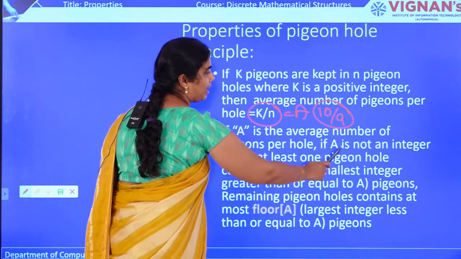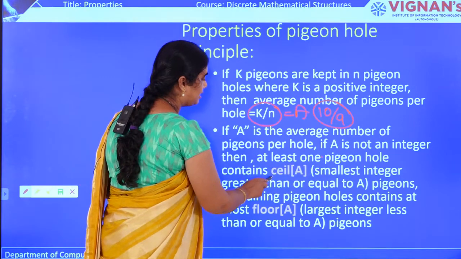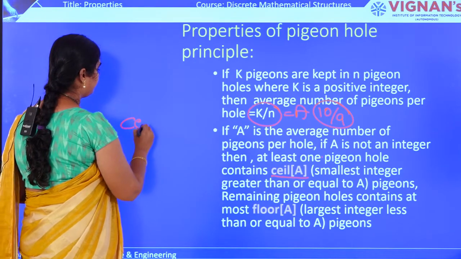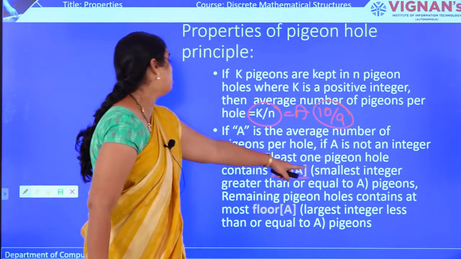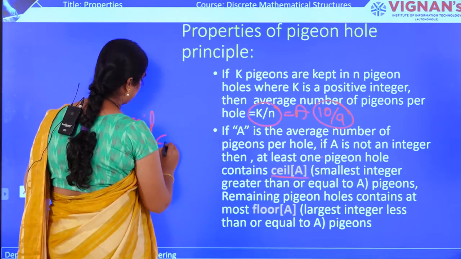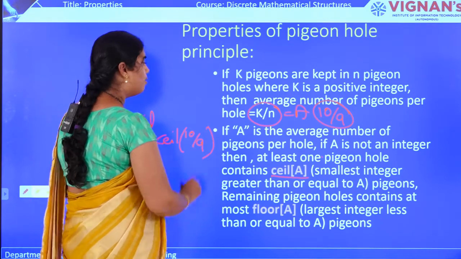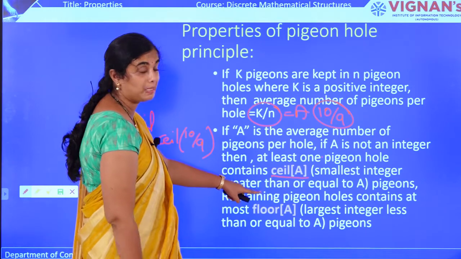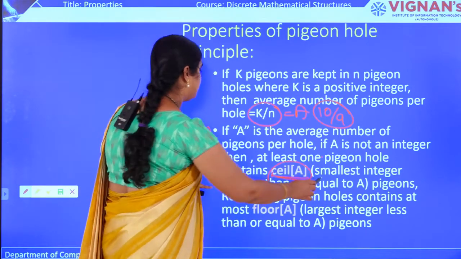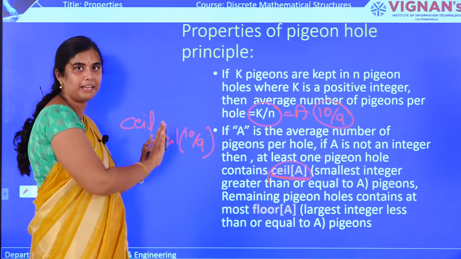If A is not an integer, then at least one pigeonhole contains ceil of A. What is a ceil? Ceil means the smallest integer greater than or equal to A. That means ceil of 10 by 9. Then in that case, you will be getting ceil of A pigeons kept in that hole, and the remaining pigeons are kept in the remaining holes.